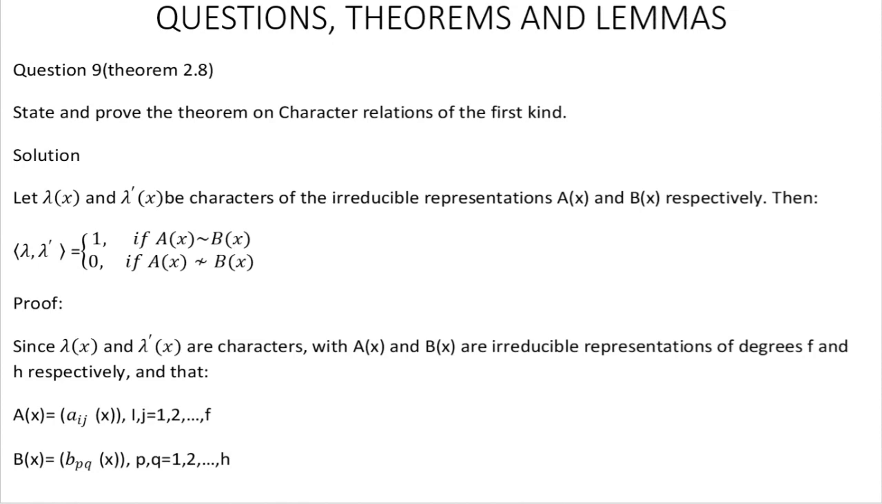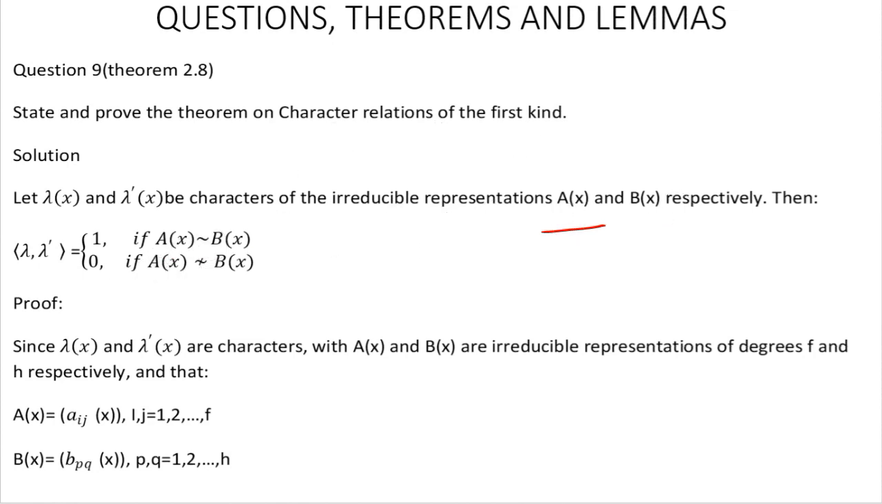It says that when I have chi of x and chi prime of x, and that they are characters of irreducible representations, A(x) and B(x) respectively, then the inner product of chi and chi prime is equal to 1 when A(x) and B(x) are equivalent, and 0 if they are not equivalent. So that's what the character relation of the first kind states. You need to be able to state it, to write it yourself.